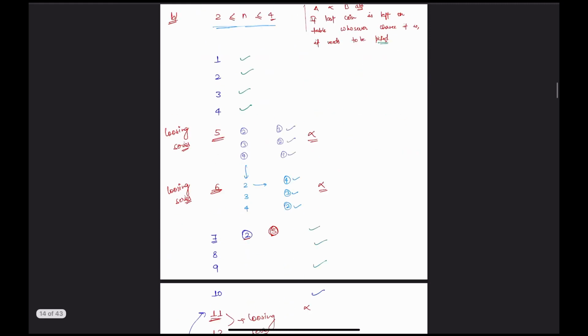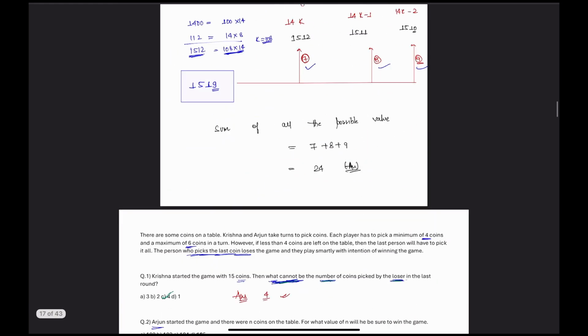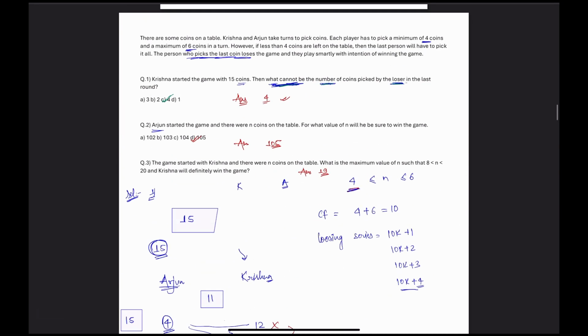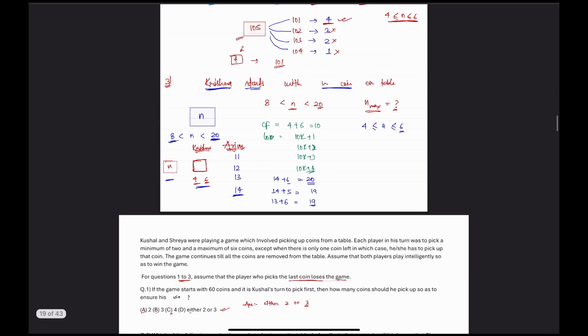So last pick in this series will go something like, okay, let's take a general example. Last pick lose, if this is, then CF will be 14, losing series 14k plus 1, and last pick win, the losing series will be 14k minus 1, likewise. Then we solved some questions, Krishna and Arjun, minimum 4 coin on this one. So these 3 questions we solved based on the last pick lose.